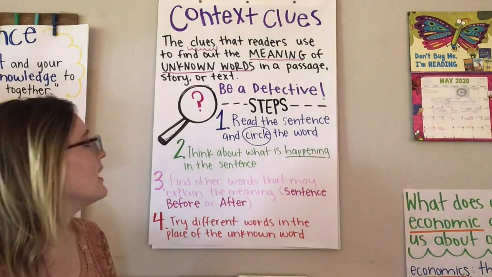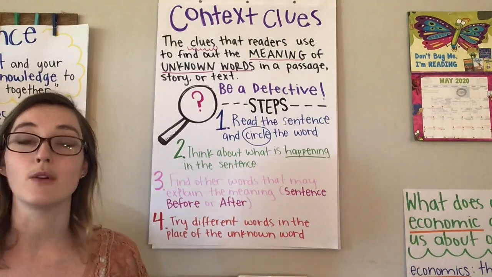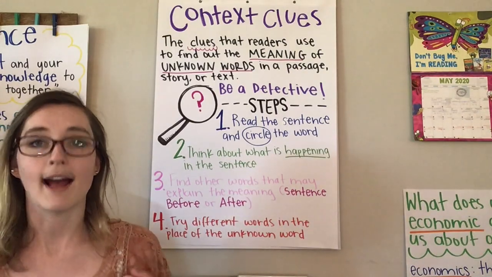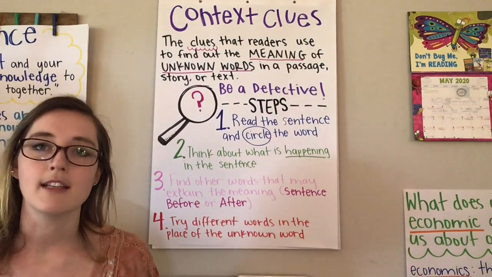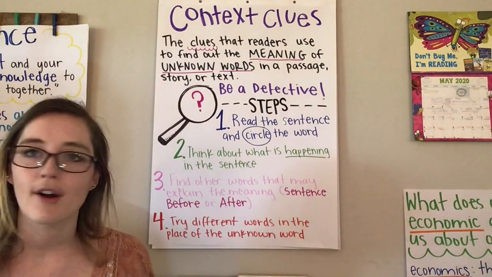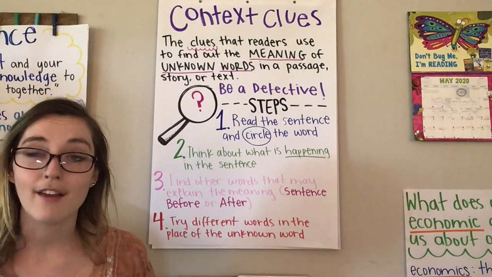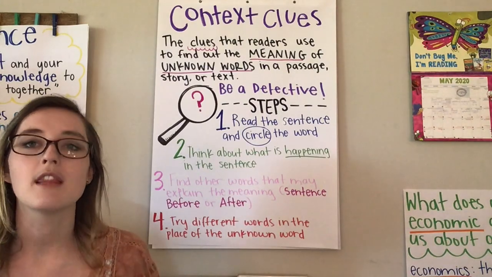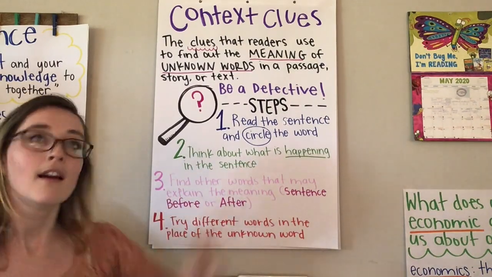So step number 1 is read the sentence and circle the word. By circling the word, you've identified the word that you do not know or the one that you're asked to define. Step 2 is you think about what is happening in the sentence. So what I like to do is go back and reread the paragraph or the sentence. Sometimes you want to go multiple sentences back and forward to see the context. So step number 2 is looking at the context.